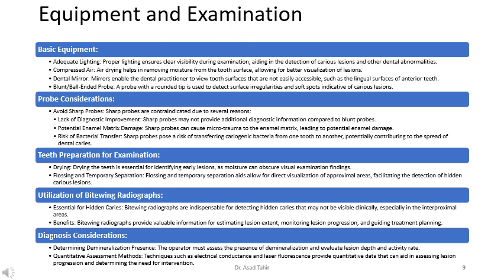Utilization of bite-wing radiographs. Essential for hidden caries. Bite-wing radiographs are indispensable for detecting hidden caries that may not be visible clinically, especially in the interproximal areas. Benefits. Bite-wing radiographs provide valuable information for estimating lesion extent, monitoring lesion progression, and guiding treatment planning.